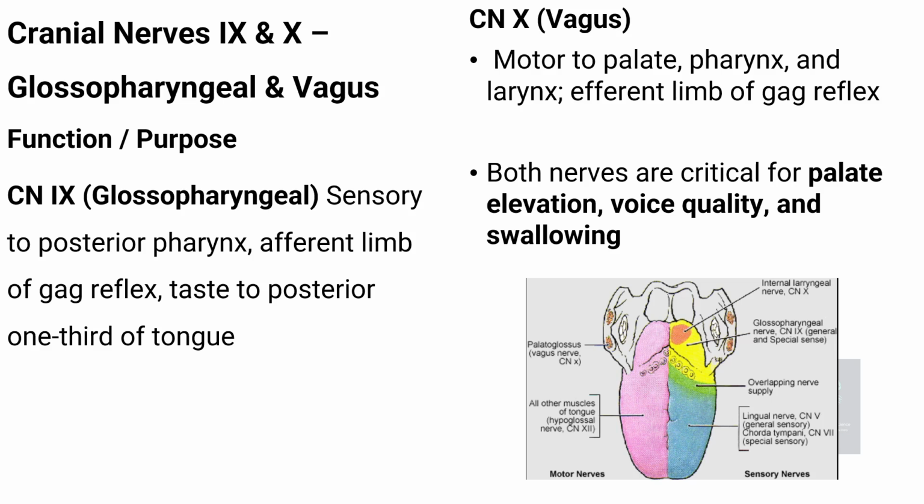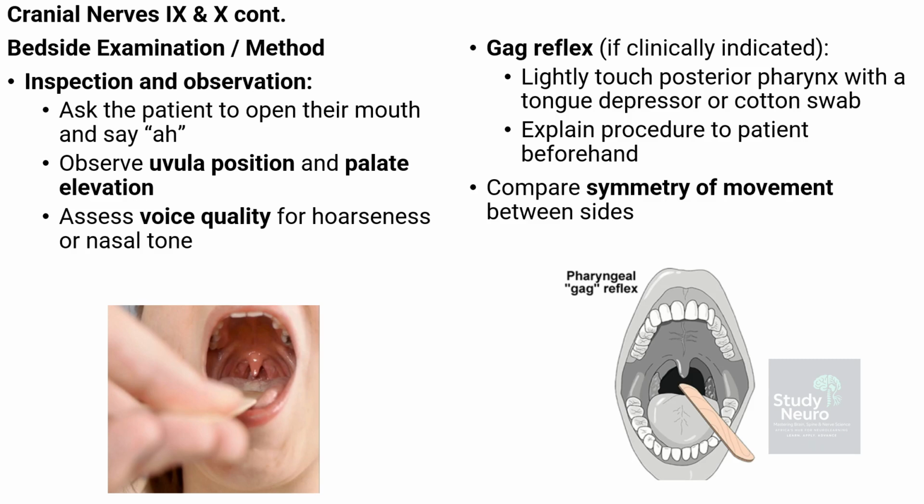If you do test it, gently touch the posterior pharynx with a tongue depressor or cotton swab, and always explain the procedure to the patient beforehand. Throughout the exam, compare movements on both sides to identify any asymmetry.